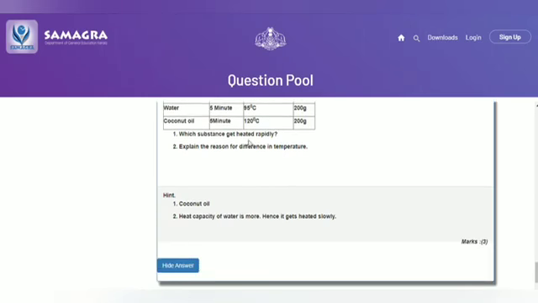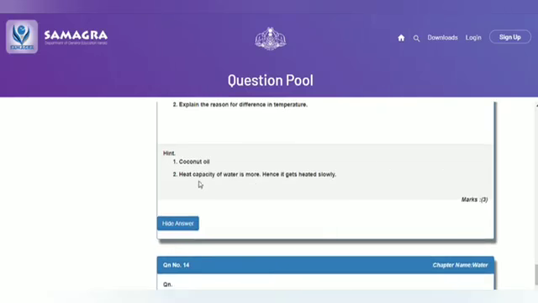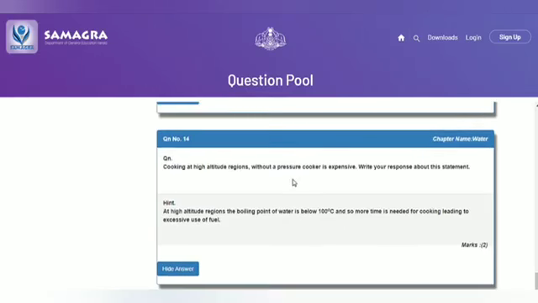Which substance gets heated rapidly? That is coconut oil. Explain the reason for the difference in temperature. The heat capacity of water is more, hence it gets heated slowly.